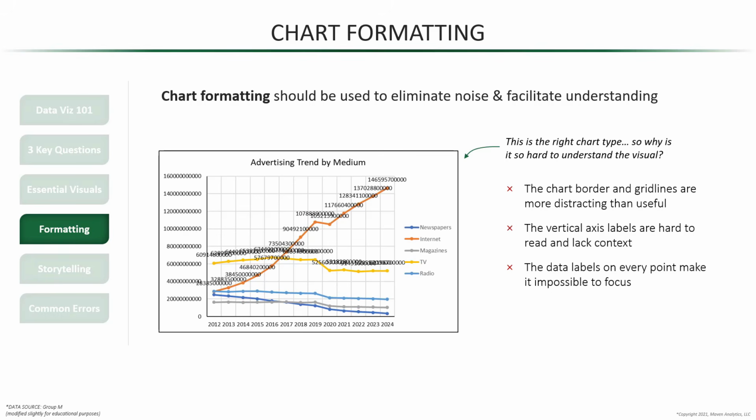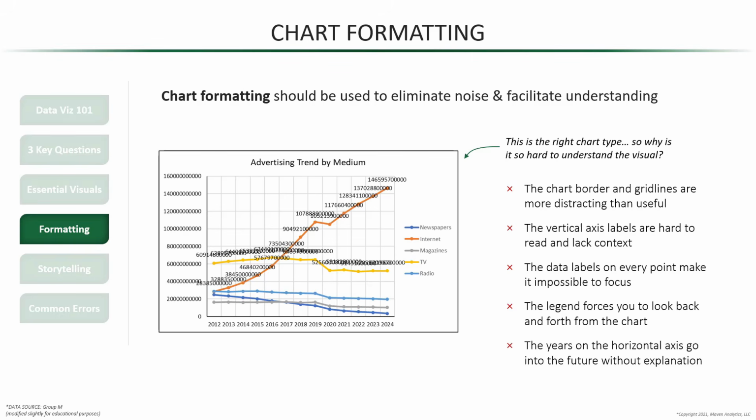C, adding data labels to every single point on the orange and green lines not only makes it impossible to focus, but it actually makes it really hard to read them. D, having a legend here is necessary to know which color corresponds to each line. But it also forces you to look back and forth from the chart to the legend to try to figure out which is which, which is not ideal.